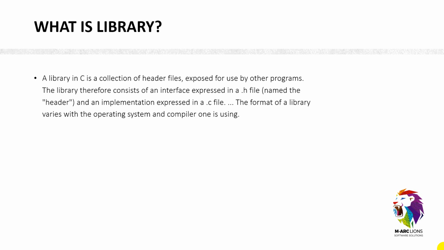The format of a library varies with the operating system and compiler one is using. If I have to use any library, I will have to write #include first, and between the greater-than and less-than symbols I write stdio.h and then conio.h. stdio means standard input output, .h means header, and conio means console input output. So let's move on to Dev C++ and see how to write the code.